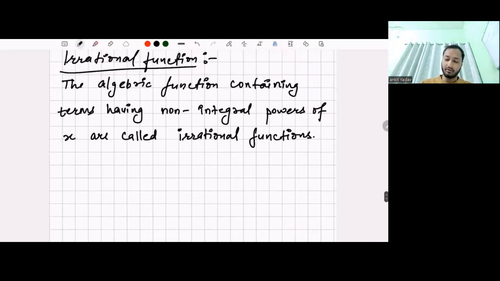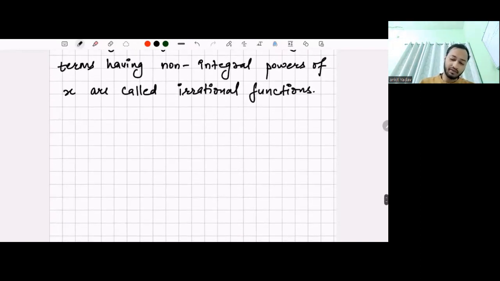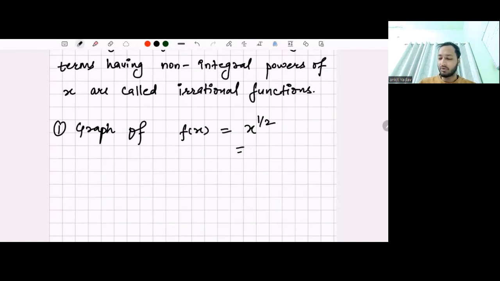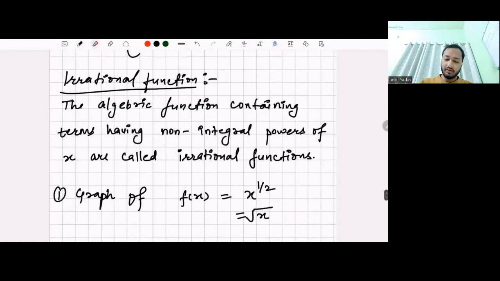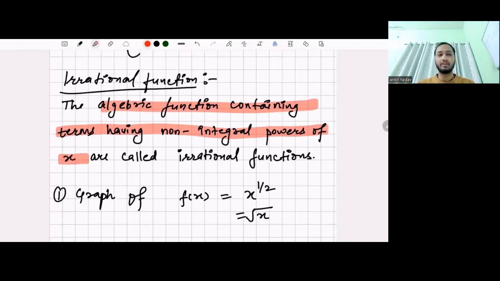Okay, so first of all, इसके अंदर we will discuss the graph of f(x) is equal to x की power 1/2 or root x. ठीक है, this is the definition we have seen right now. The algebraic function containing terms having non-integral powers of x, जिसके अंदर x की non-integral powers हो. ठीक है, जैसे x की पावर 1/2, x की पावर 1/3.